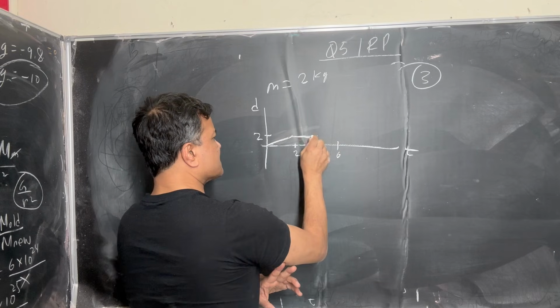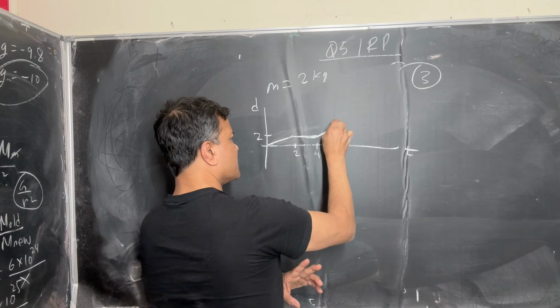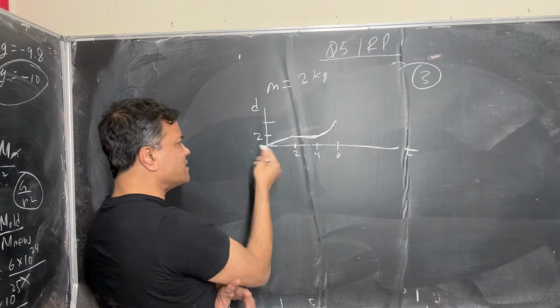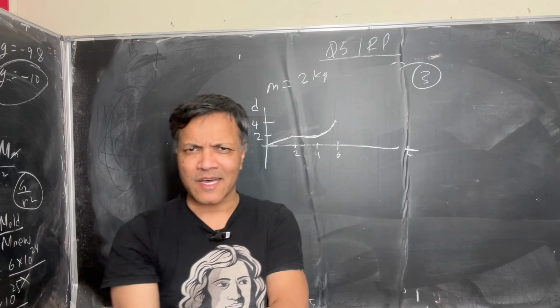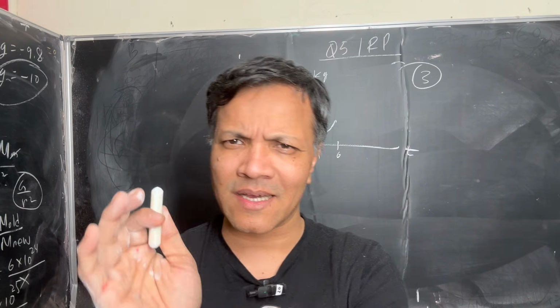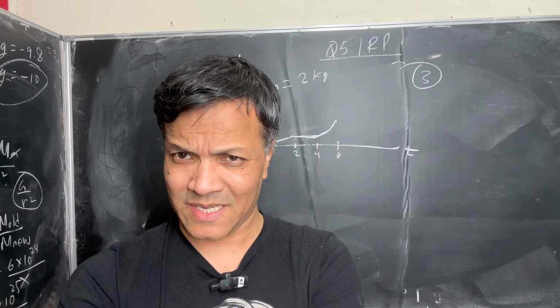Next 2 seconds it is speeding up, so covering an additional 2 meters. The next 2 seconds we don't care, because I asked you for the information at 5 seconds: what is the net force acting on the object at 5 seconds?